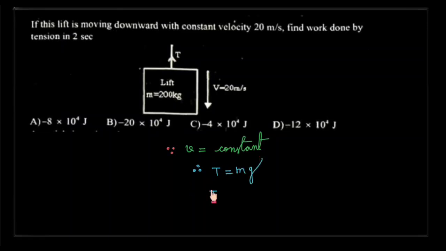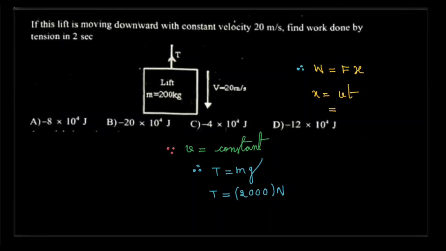Therefore this tension, mg, can be written as 2000 newtons. The tension is equal to 2000 newtons. Now the work formula: work is equal to force into displacement. How much distance is it traveling in 2 seconds? x is equal to half a t square, but it is moving with constant velocity, therefore x is equal to v into t only.